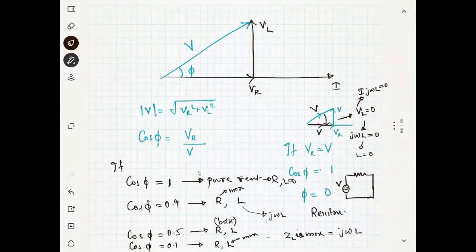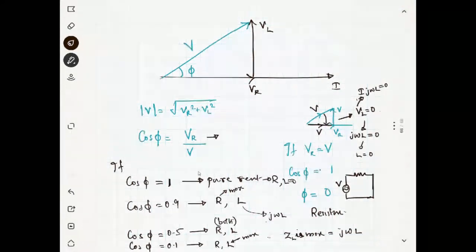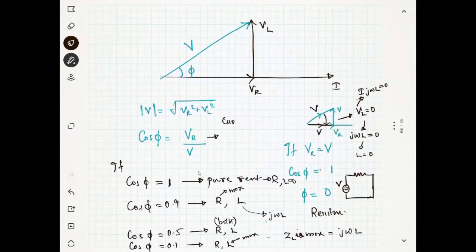My reference is here. You can see there is an angle. I will say one more thing, and this is a very, very important point: my current is lagging the voltage. Am I correct?